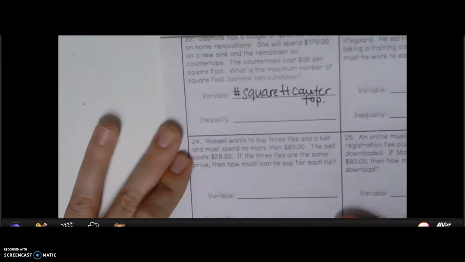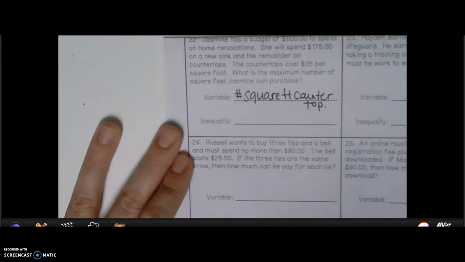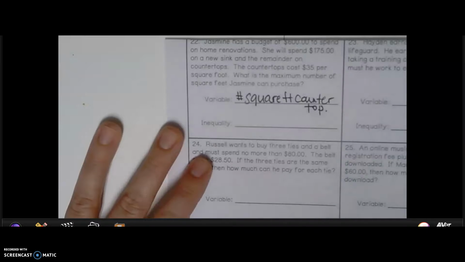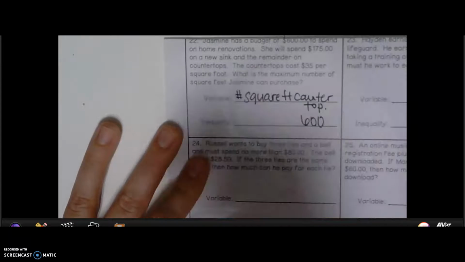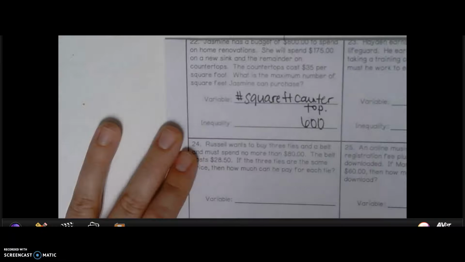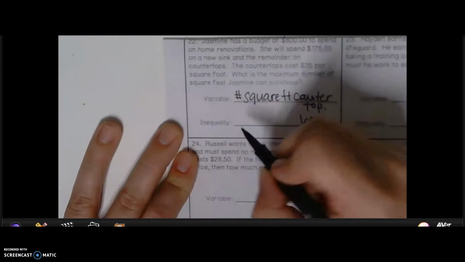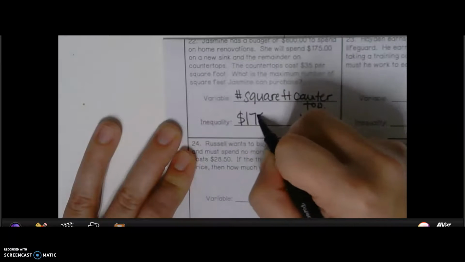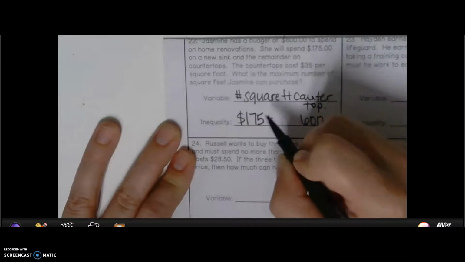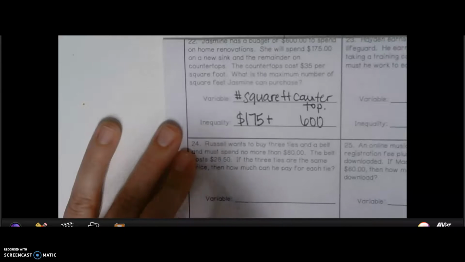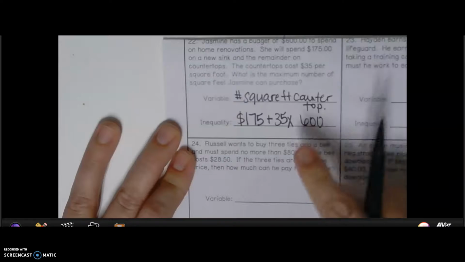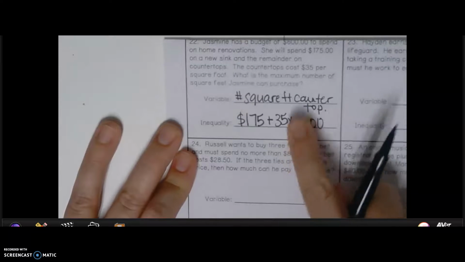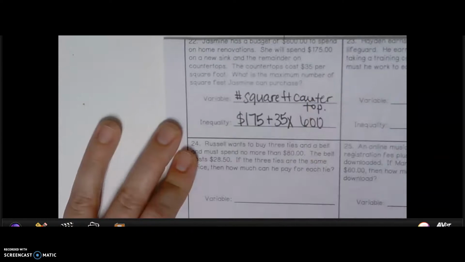Okay. Then we're going to go through and identify what we know. So Jasmine has a budget of $600. Okay, so that's going to be on one side of our inequality for sure. She will spend $175 on a new sink and $35 per square foot. So that's going to be 35x because that is the square foot part of our variable, right?